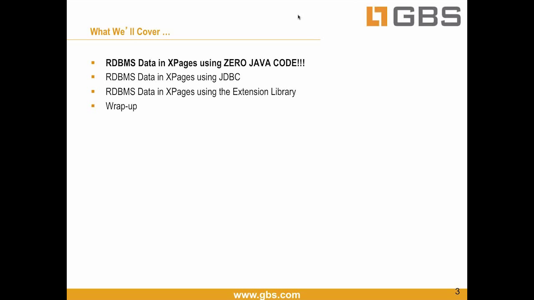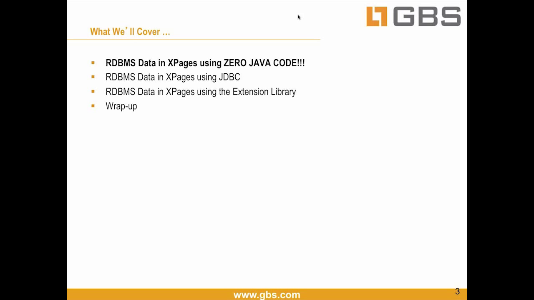So the things that we're going to cover this afternoon are relational database data in XPages using zero Java code. When we talk about relational database access, a lot of times it's going to be done via Java and writing some Java code, and that seems to be a barrier to entry for a lot of Domino developers. So we want to provide a solution for how you can connect to your relational databases without having to write any Java code, really any code at all.